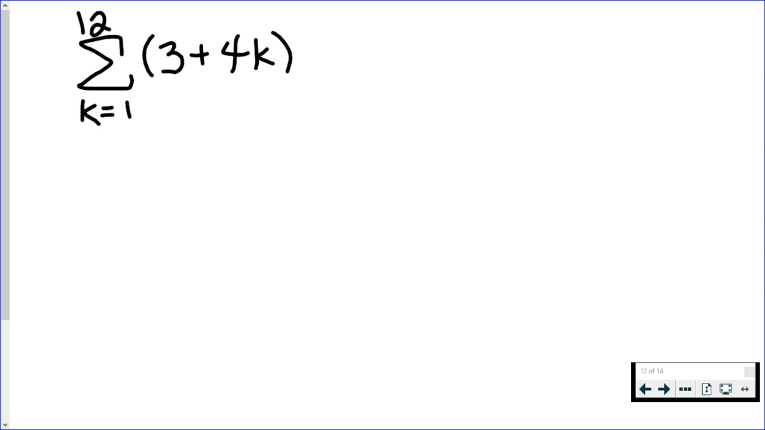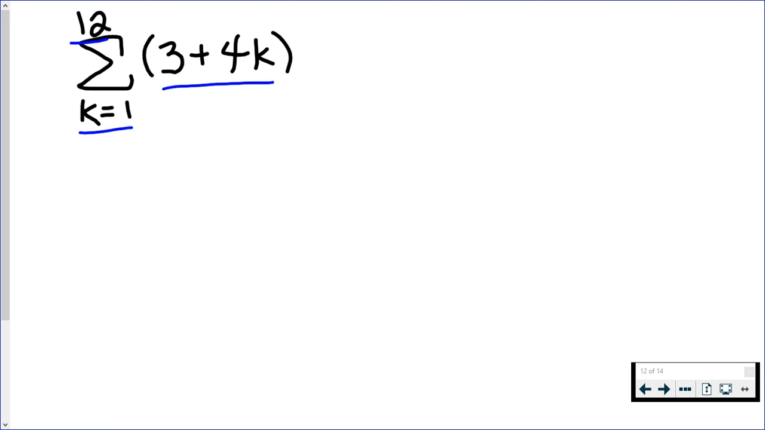I'm going to show you what it means to expand this sum and a way that we can do that without actually plugging in a whole bunch of numbers. So, first, a few things about sigma notation. The number on the bottom is telling you which term to start with. The number on the top is telling you which term that we're going to end with. So, we are going to find terms 1 through terms 12 that have this rule, 3 plus 4k.